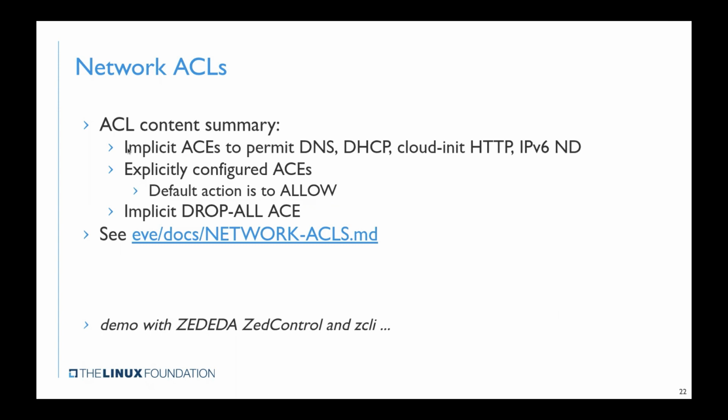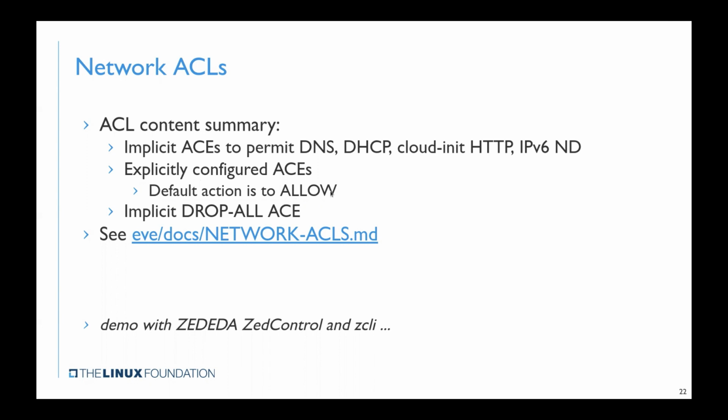So there are some ACs which are automatically, implicitly added there, even if you do not configure them, and they are there to permit protocols like DNS, DHCP, or the HTTP for cloud-init, IPv6 network discovery. So this will always be allowed to pass. And then there are rules which you as a user configure explicitly. For these rules, the default action is to allow.